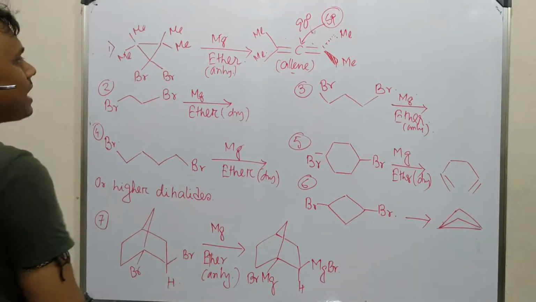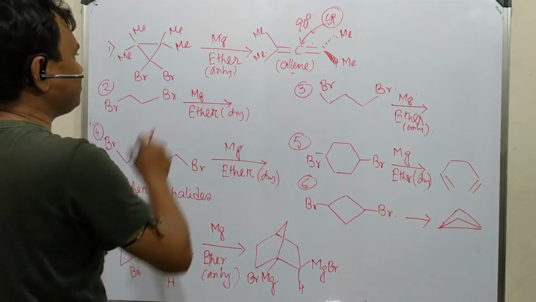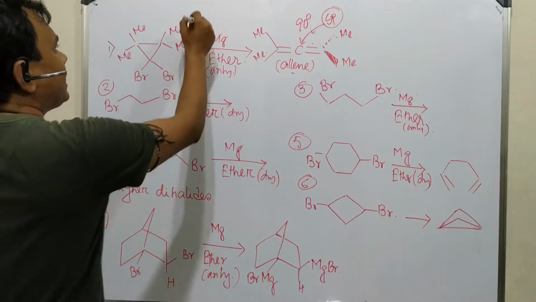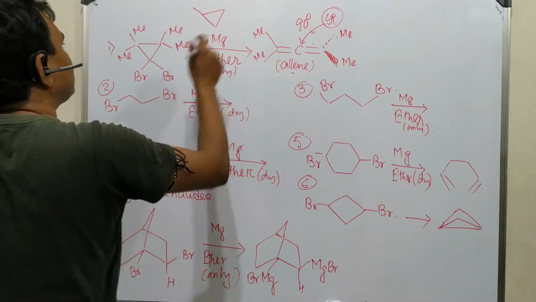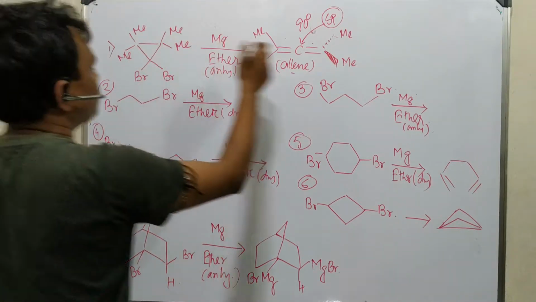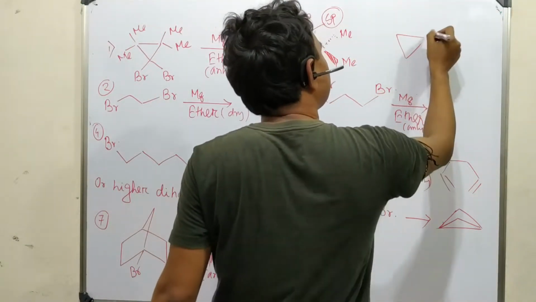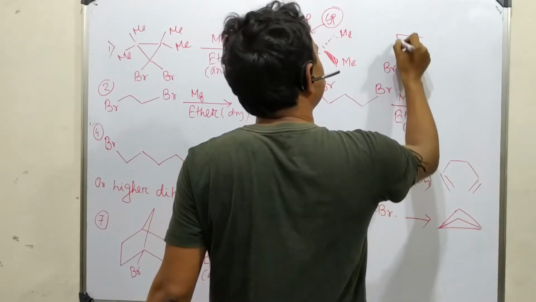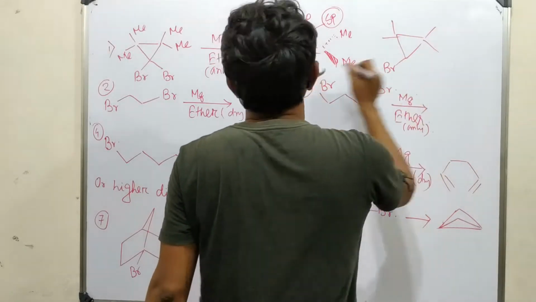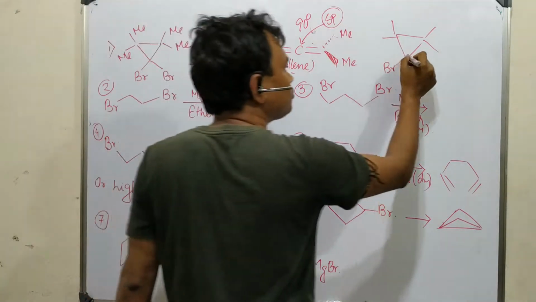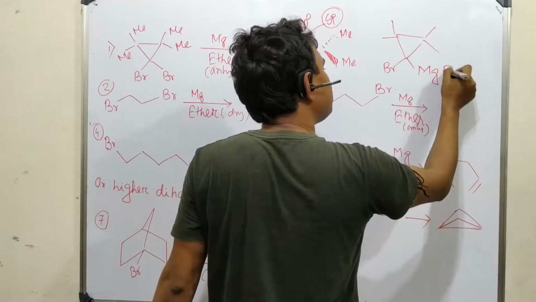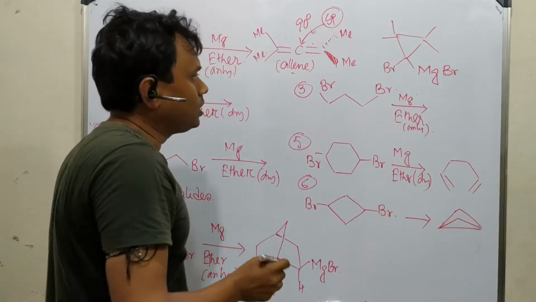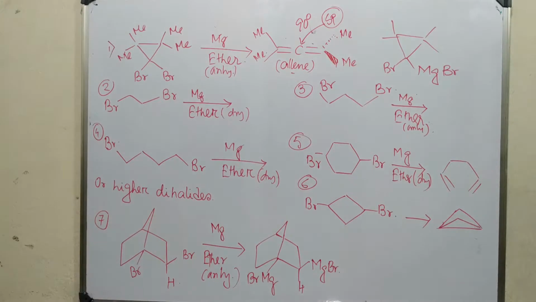So how is this reaction happening? First, let's think that one Grignard reagent will definitely be prepared. I am not going to explain this mechanism because I have explained it in the previous video. Please go through that, it will be helpful. First there is one C-Br bond, so one Grignard reagent will definitely be prepared.